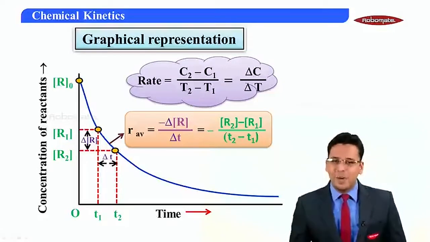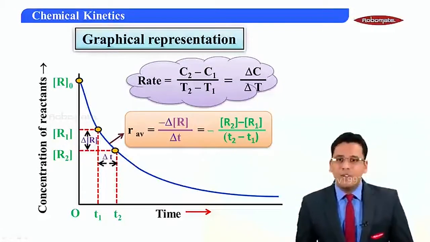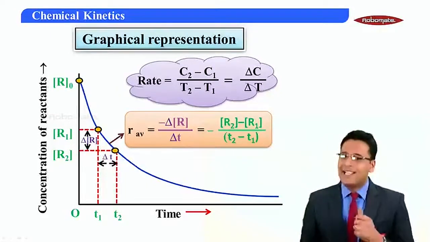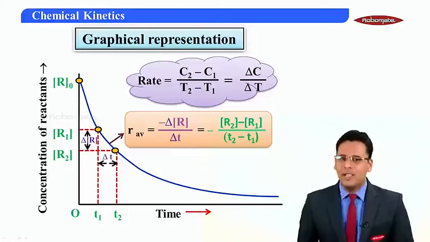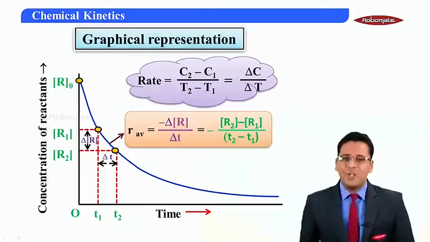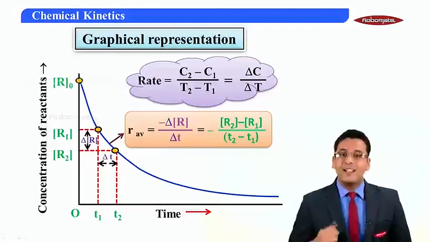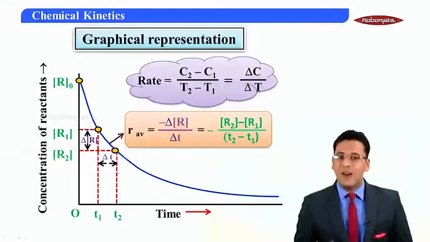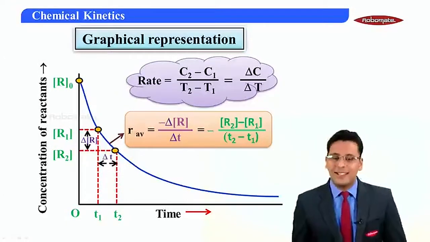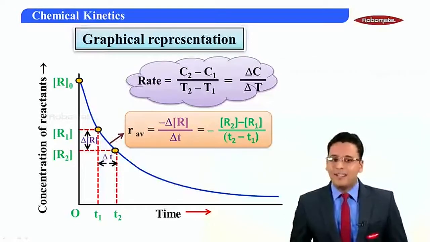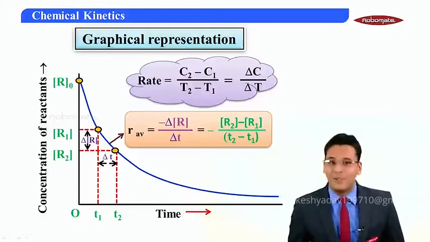If you think about it carefully, say I were to draw a line between T1 R1 and T2 R2. What I'm doing here is I'm just calculating the slope of that line, because the slope of any line is y2 minus y1 upon x2 minus x1. That's exactly what I'm doing here: R2 minus R1 upon T2 minus T1. And the negative sign indicates that it's a downward slope.